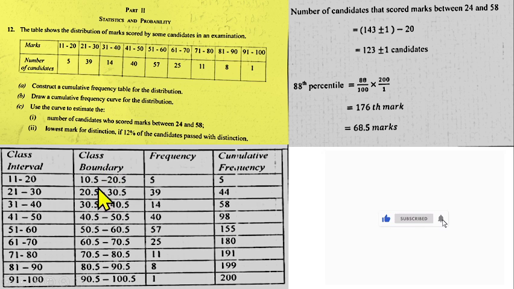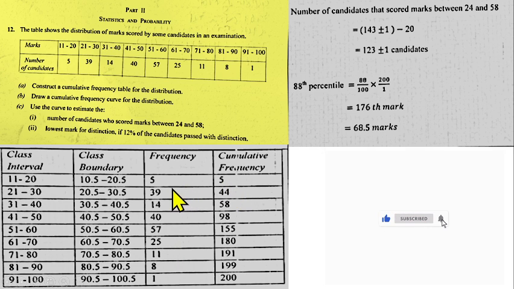And under the histogram we solved, I told you how we got class boundaries. Remove 0.5 from here, you get this. Add 0.5 to this, you get this. Do that for everything, you get these class boundaries. Then from the frequency, you get cumulative frequency by cumulating your frequency.